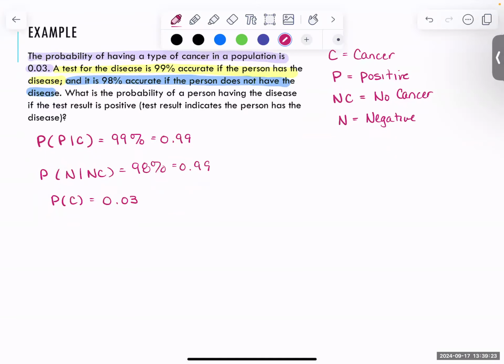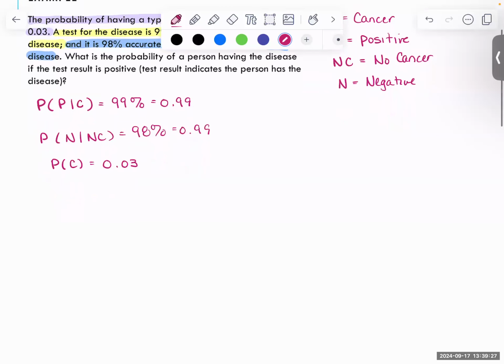Okay, so I'm going to create myself a little contingency table. And I'm going to have in the columns that I have the cancer or I don't have the cancer. And I'm going to let the rows be that I test positive or I test negative.